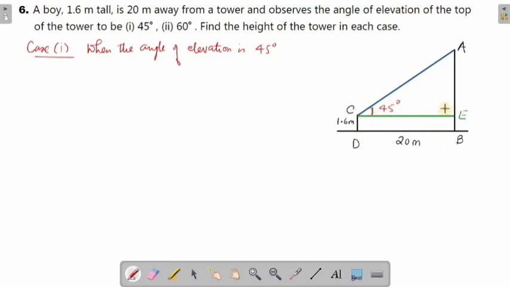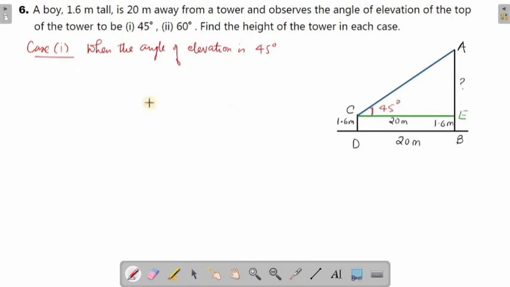Now just looking at the figure, we can see that EB is also 1.6 meters, because this is a rectangular shape, so opposite sides will be equal. So EB is 1.6 meter. Similarly CE is going to be 20 meters, and you have 45 degree. Can I find AE then? If I find AE, we already have EB, so add EB to AE and you will get the height of the tower. That's what we need to do in this case. Easy, right? So let me do this particular sum.